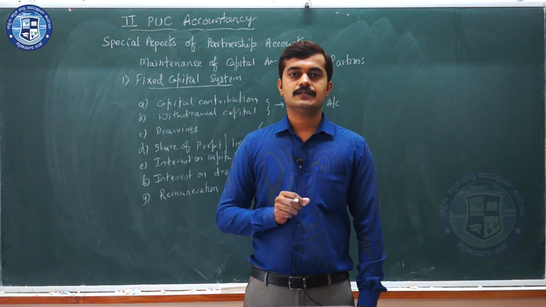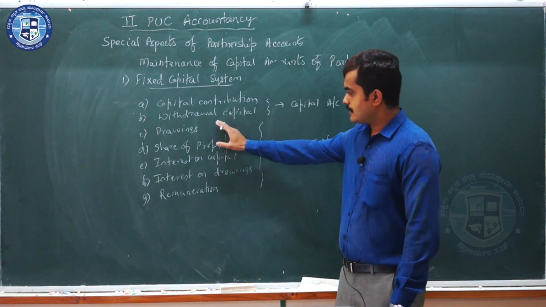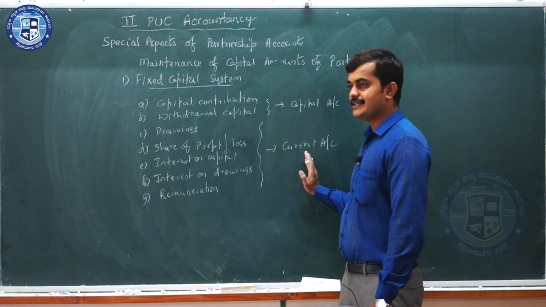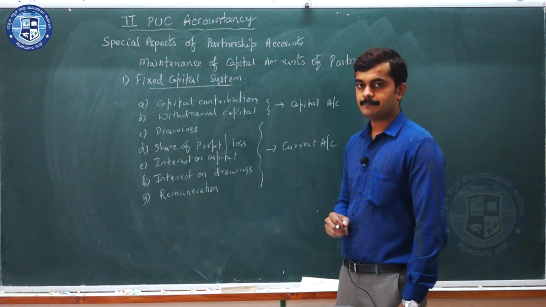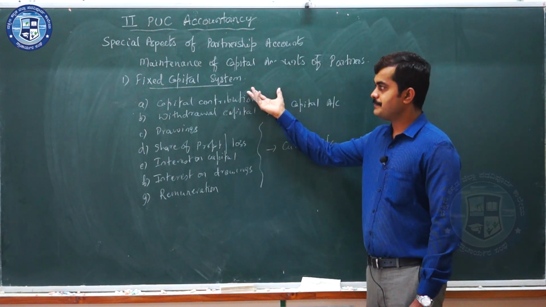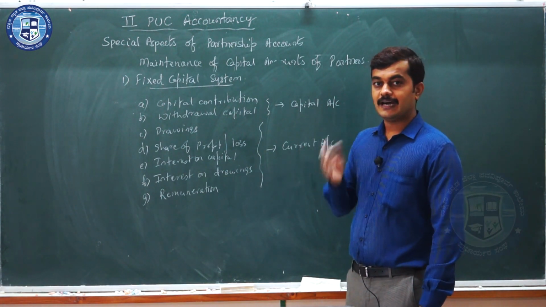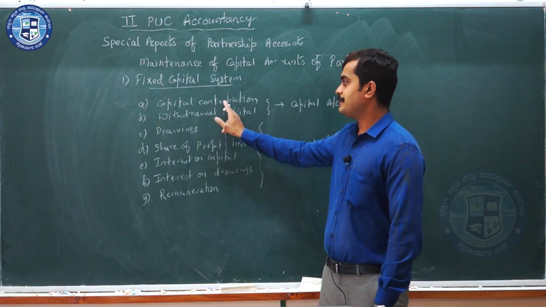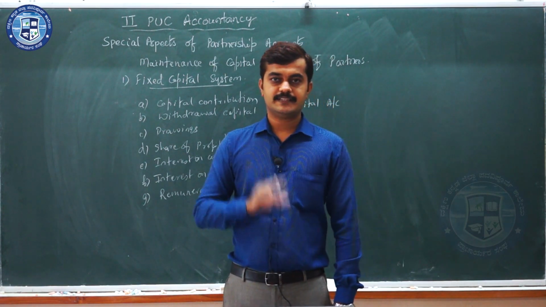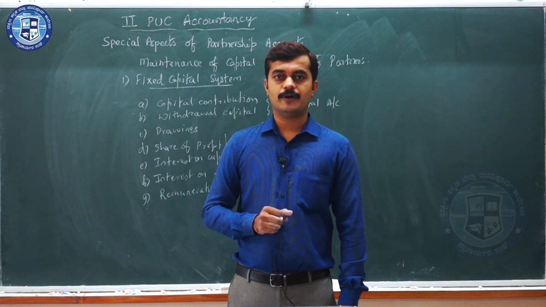One is capital account, another is current account. Since these recurring transactions are recorded in the current account instead of the capital account, the capital account balance of any partner under this system will remain the same from year to year, unless there is additional capital contribution or withdrawal of capital in that accounting period. That is why the name has come, that is fixed capital system or method.